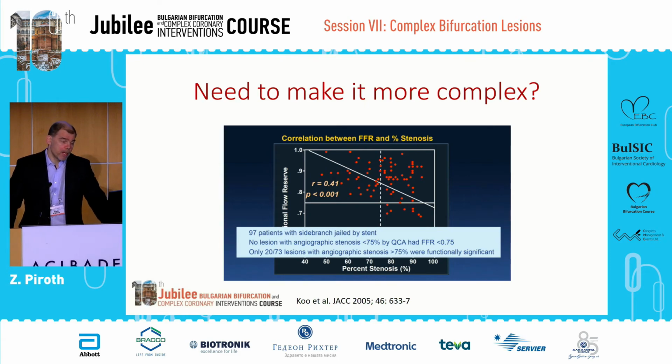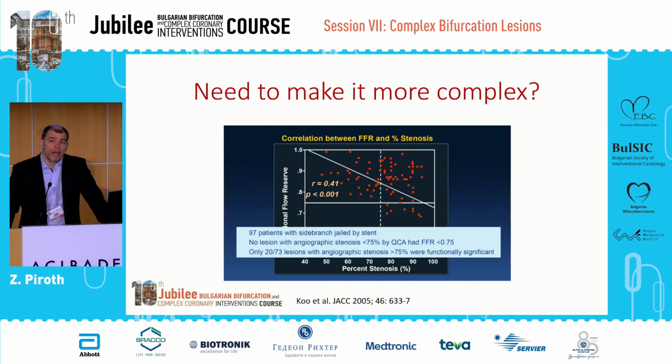A QCA diameter stenosis of less than 75 never resulted in a functionally significant stenosis of the side branch, and only about a third or a fourth of the side branch lesions above that angiographic significance had an FFR of less than 0.75. What is important, which is not shown in this slide, is that these results were maintained. At 6 months there was no penalty to pay, and there was no FFR late loss.